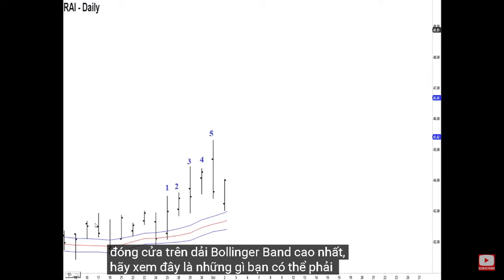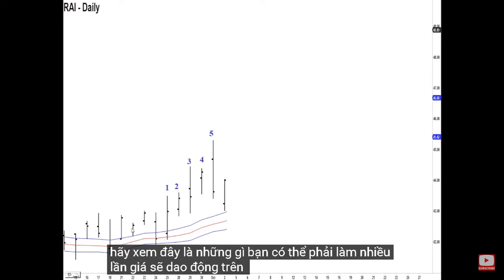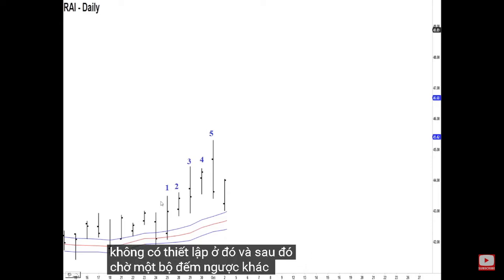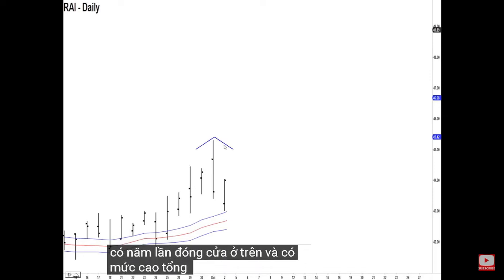See, this is what you're going to have to do. Many times price will oscillate above and below, so you'll have to continue the countdown, and then delete it because there's no setup there, and then wait for another countdown. But there happen to be 5 closes now above, and there's our short-term pivot high.